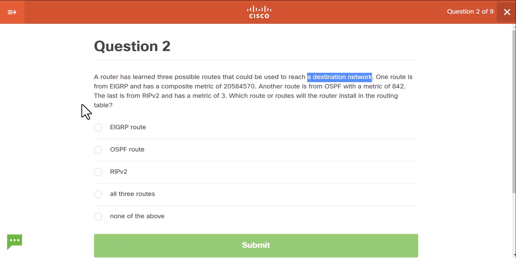RIP version 2 has the administrative distance of 120 by default. OSPF has 110, and EIGRP's default administrative distance is 90. Because EIGRP has the lowest administrative distance, it is more preferred, and the route which is provided by this source will be installed into the routing table.